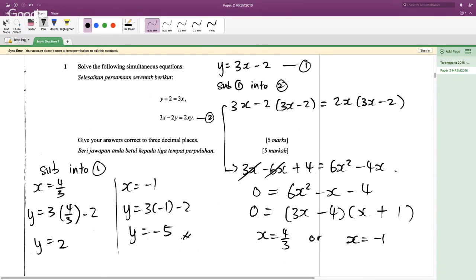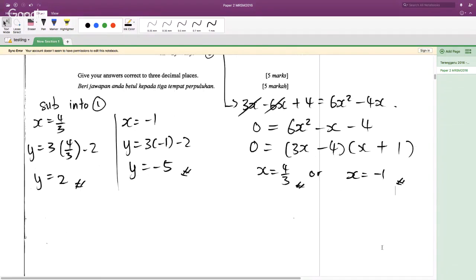All right, then you get all the x and y just like this. Should be quite easy for this part. So I hope you have no issue about this. So I will move on to the next question.